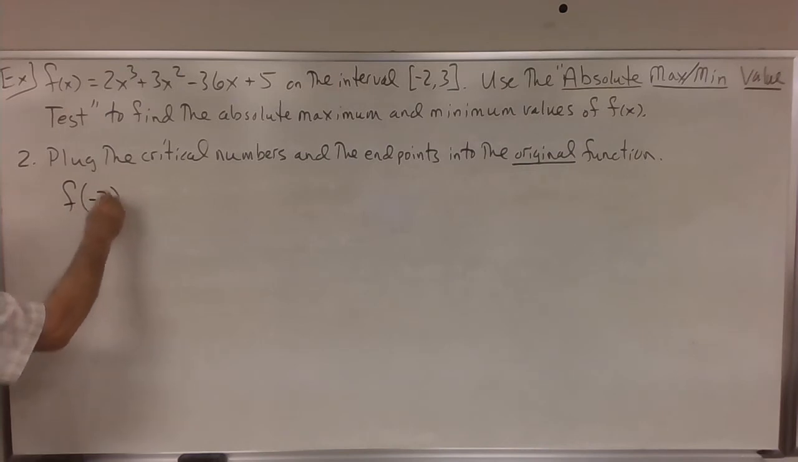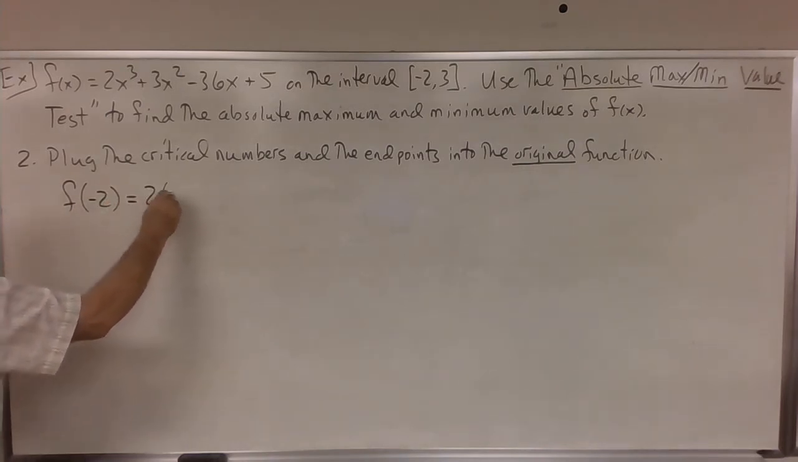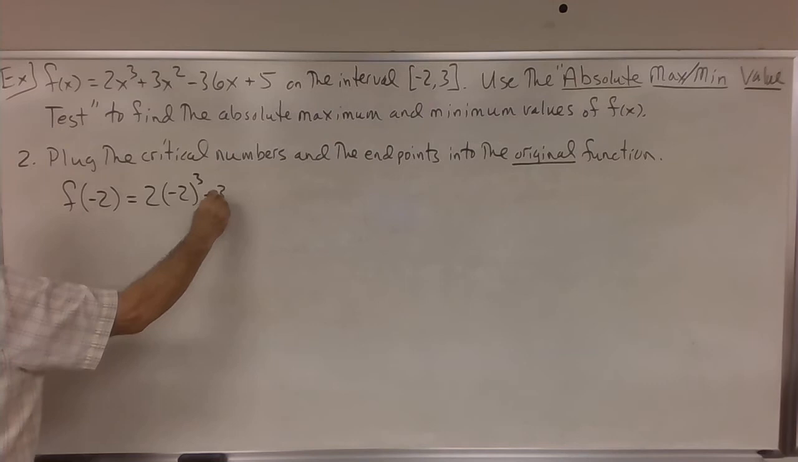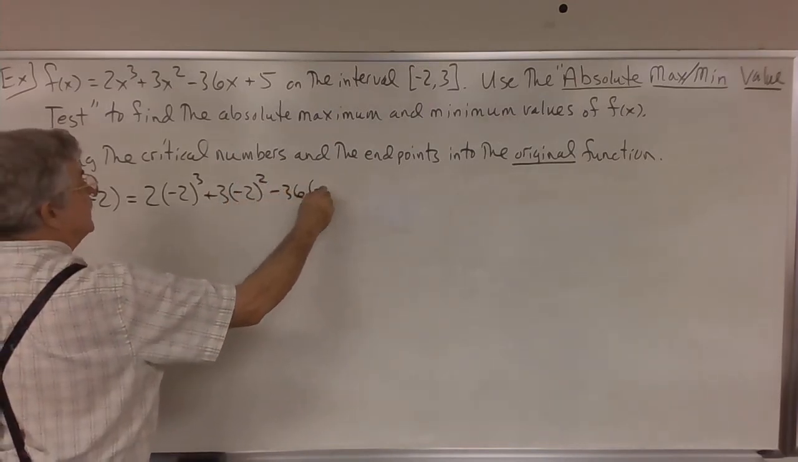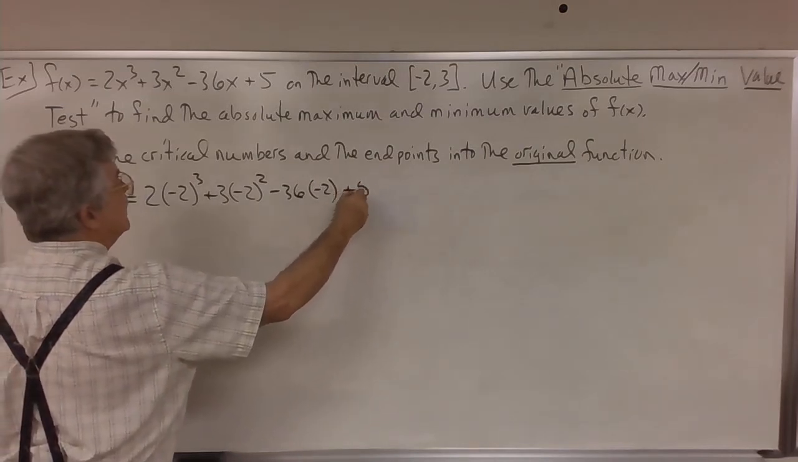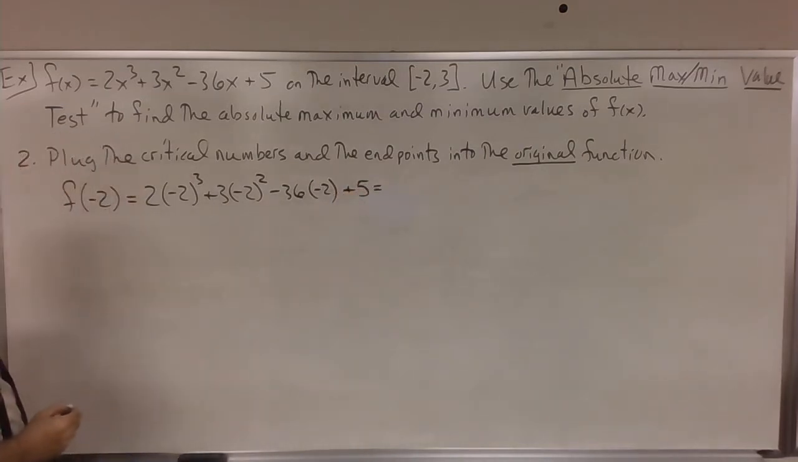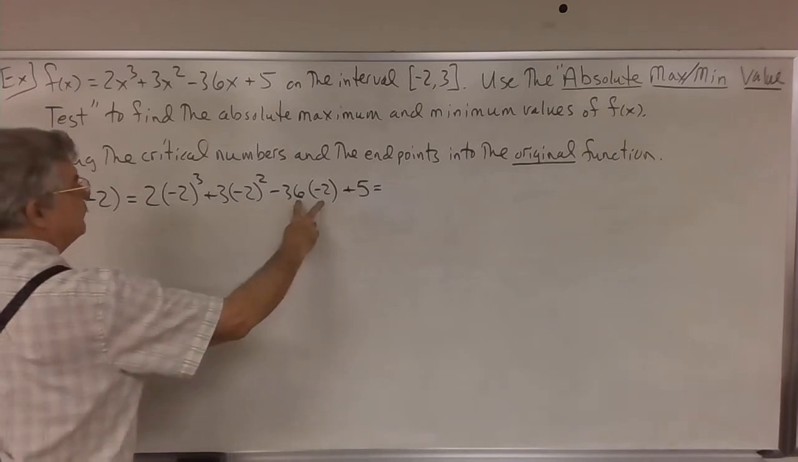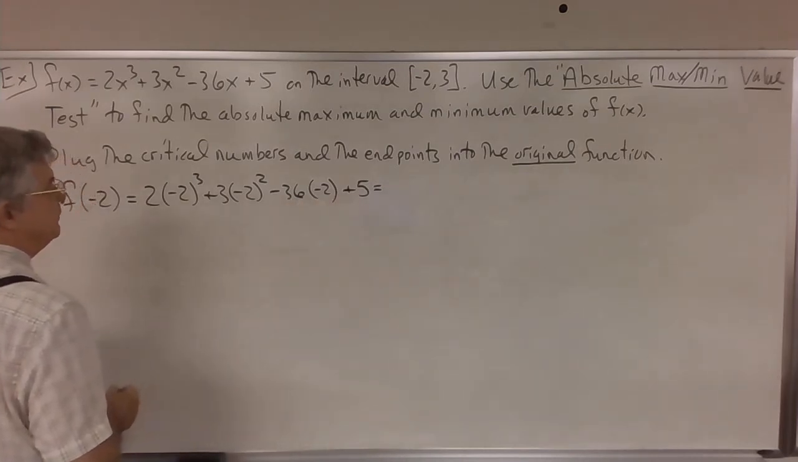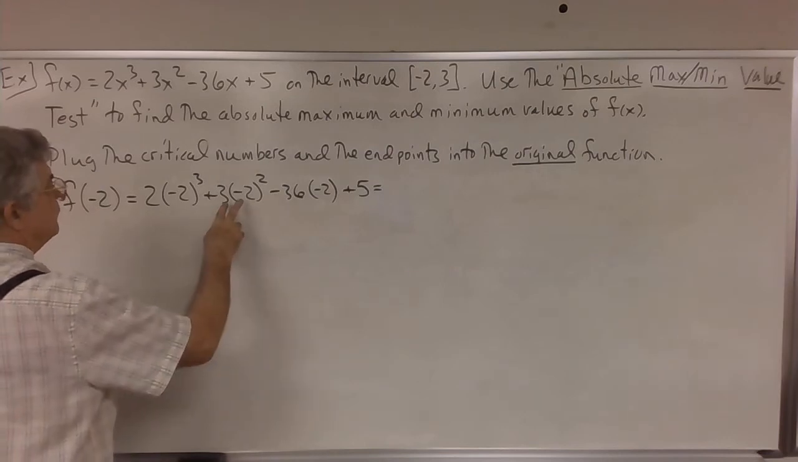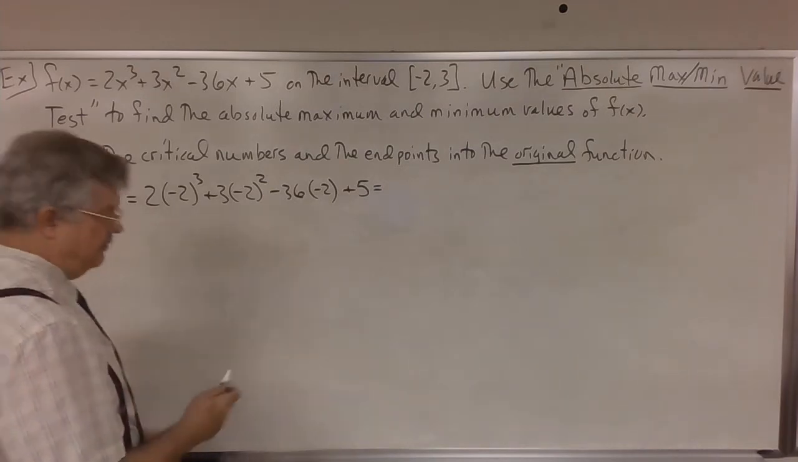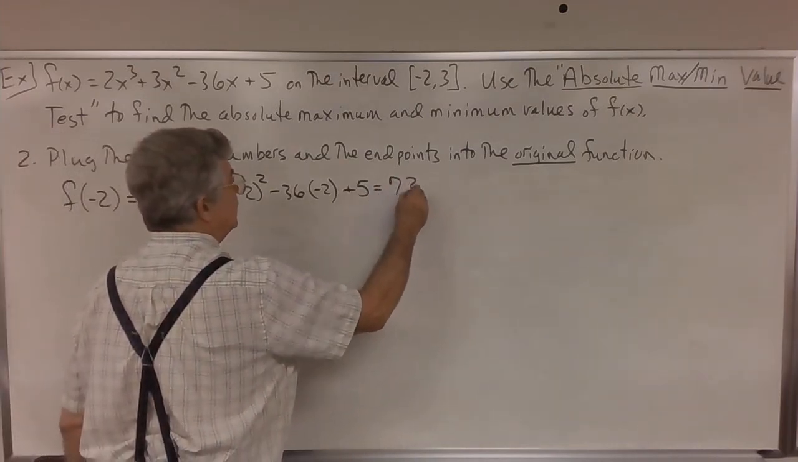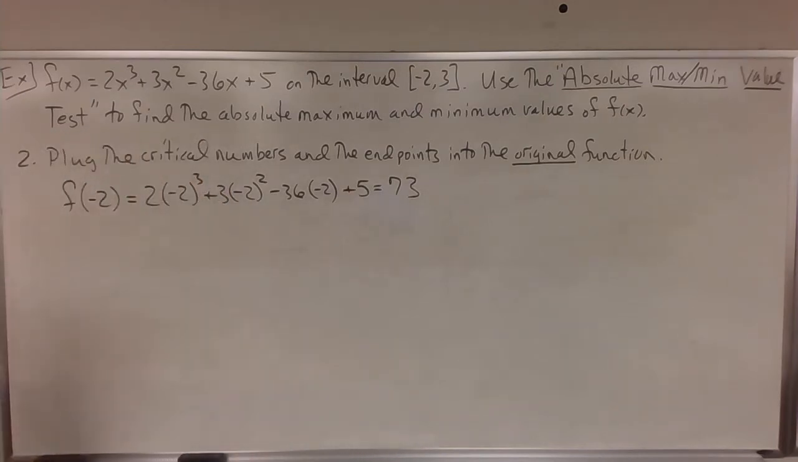Plug the endpoint -2 into f of x. 2 times -2 cubed plus 3 times -2 squared minus 36 times -2 plus 5. Horror of horrors, what is that? See, this is 72 plus 5 is 77. Plus 12 is 89. Minus 16 is 73, I hope. That's what I'm thinking, 73.